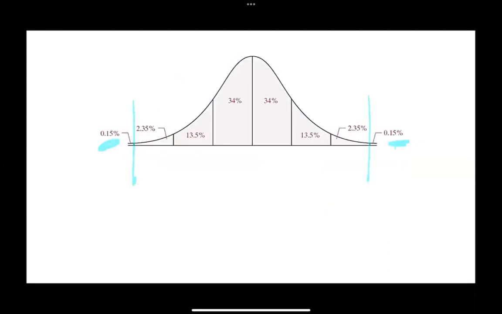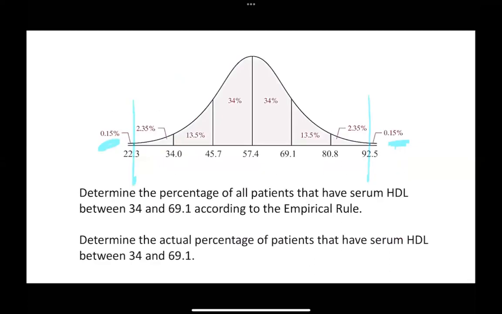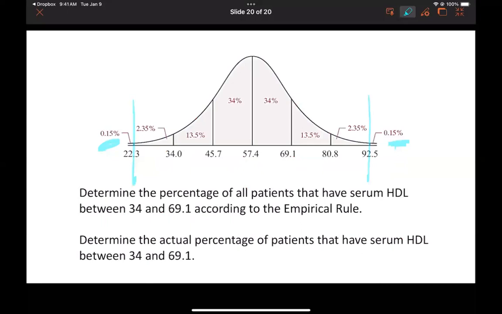Any other questions? Yeah, so for determine the actual percentage of patients that have serum HDL between 34 and 69.1, you went back, you circled all the ones between that, and then you added it up and you divided by how many that was, correct? Right, exactly. Okay, thank you.